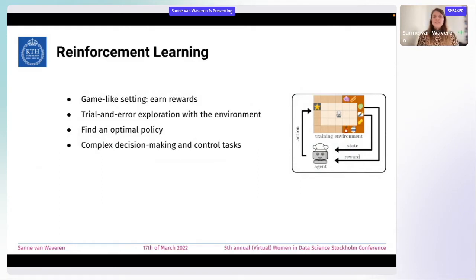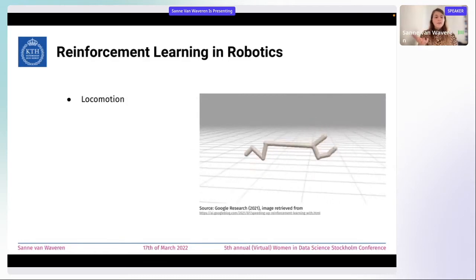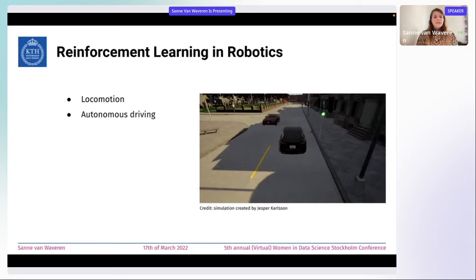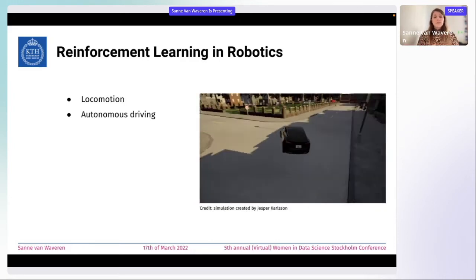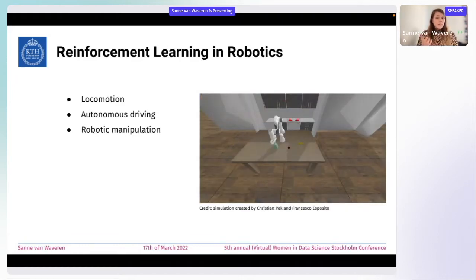So reinforcement learning can be seen as a game-like setting in which an agent tries to maximize a long-term reward signal by trial and error exploration with the environment. And reinforcement learning has been shown to be successful to find optimal policies in complex decision-making and control tasks. For example, in robotics, a robot can learn how to run, so locomotion tasks, or autonomous driving. So these are tasks where it's difficult to explicitly model the underlying problem. Or, for example, robotic manipulation.